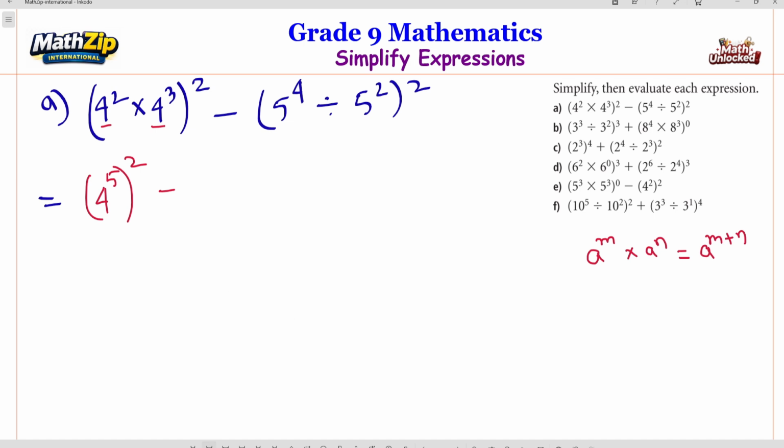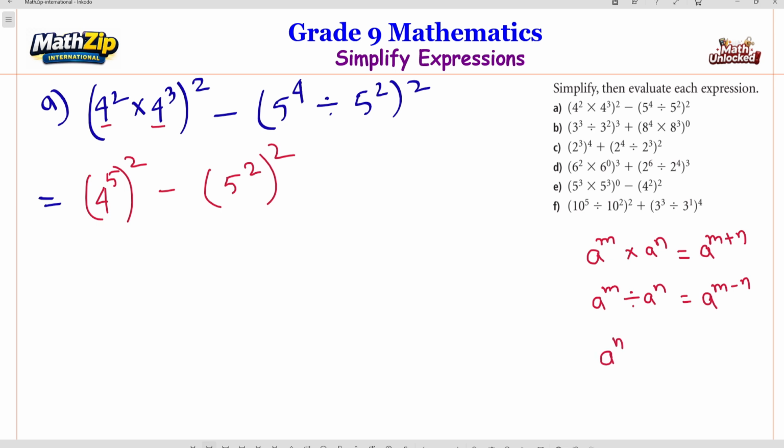Same thing. Once the bases are the same in division, the powers are subtracted. It means a to the power m minus n. So here we can write 5 to the power 4 minus 2, which means 5 squared.